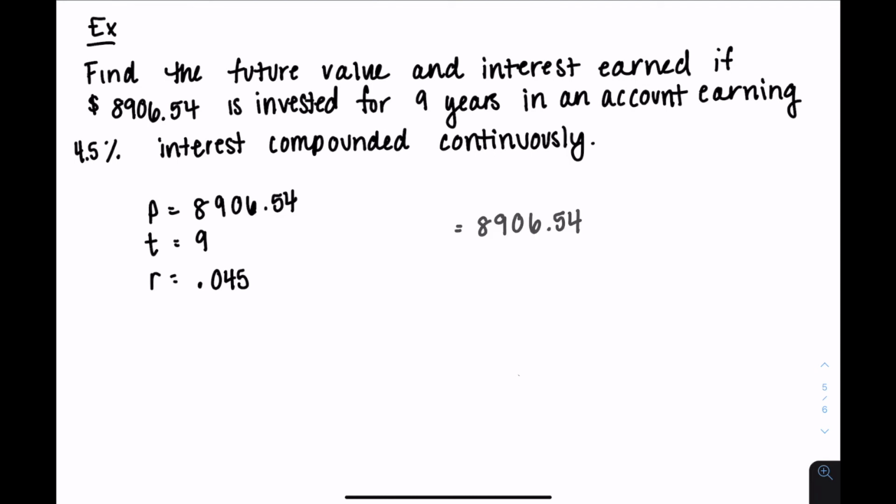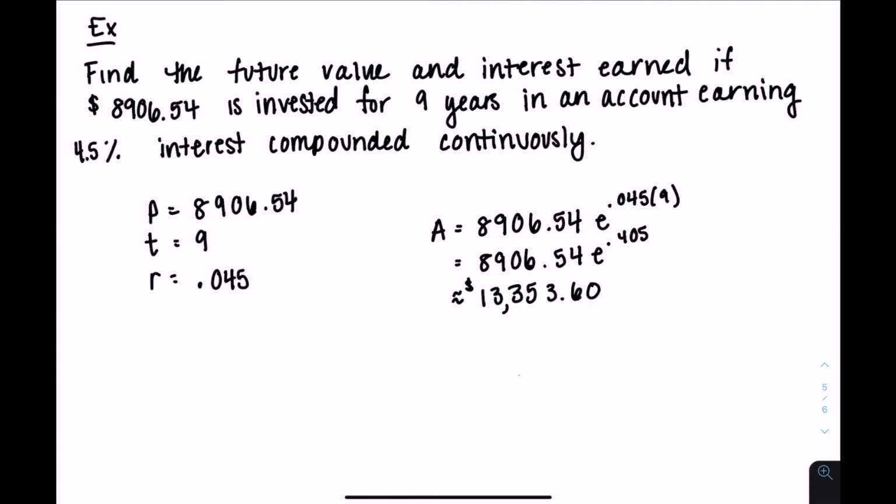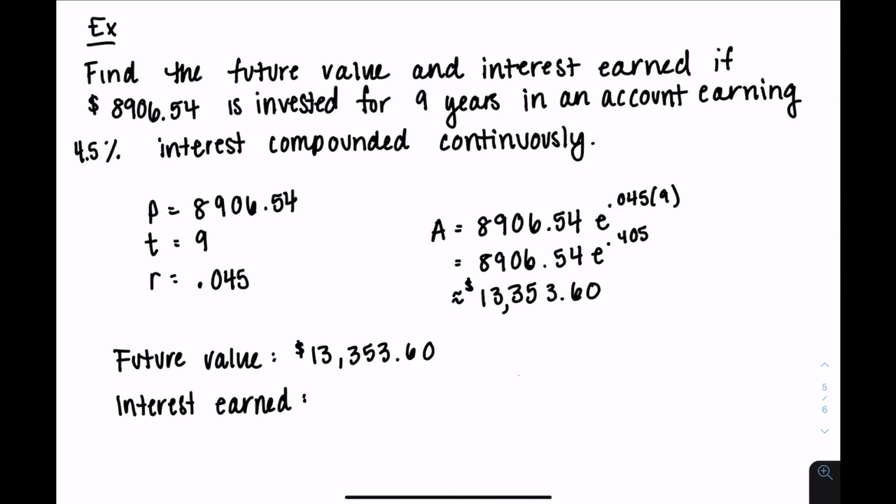So we go ahead and plug this into our formula. A is equal to P, e to the rt. So exactly, that's going to be $8,906.54 times e to the 0.405. And if you plug this into your calculator, it'll be about $13,353.60. So our future value is exactly this. That's how much is in our account in the future. The interest earned is, I have to take my future value and subtract how much I actually put in the account. So it gained $4,447.06.